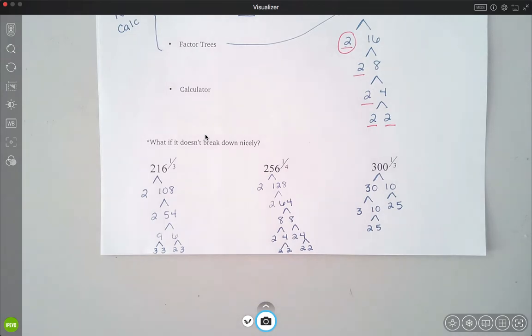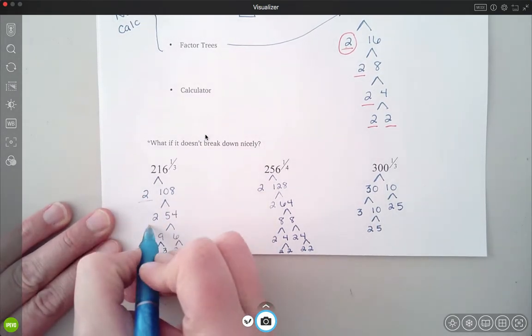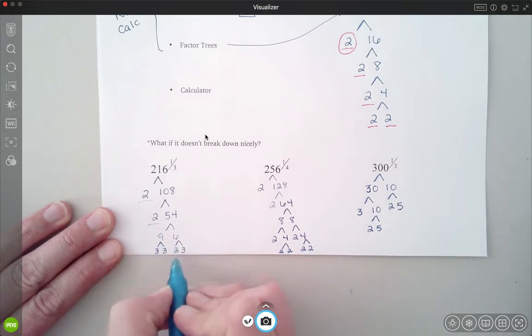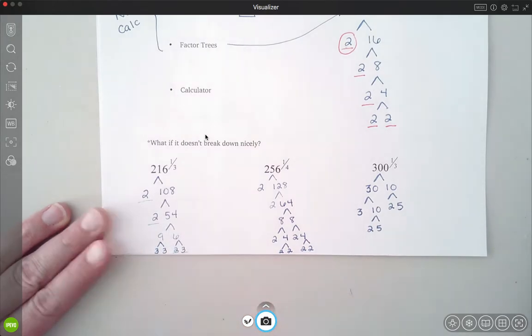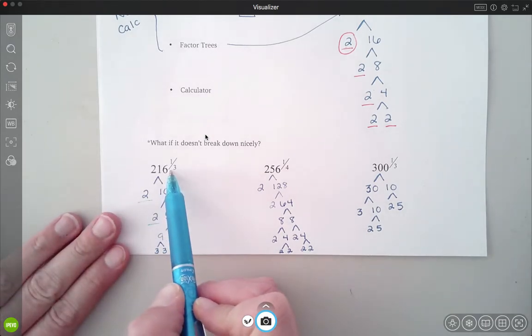Okay. So I made factor trees for these 3 numbers, and I do want to point out your factor trees might not look just like mine, and that's okay. Really what you should do is check the bottoms of your factor trees. So for 216, I came out with a 2, a 2, and a 2, and then a 3, a 3, and a 3.